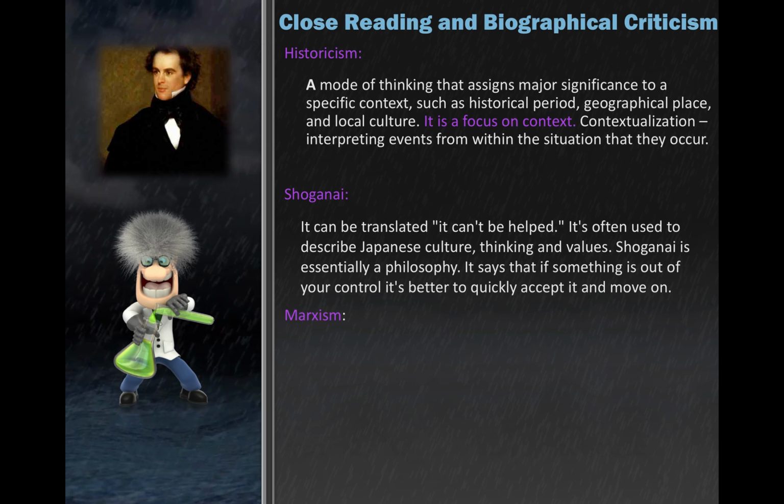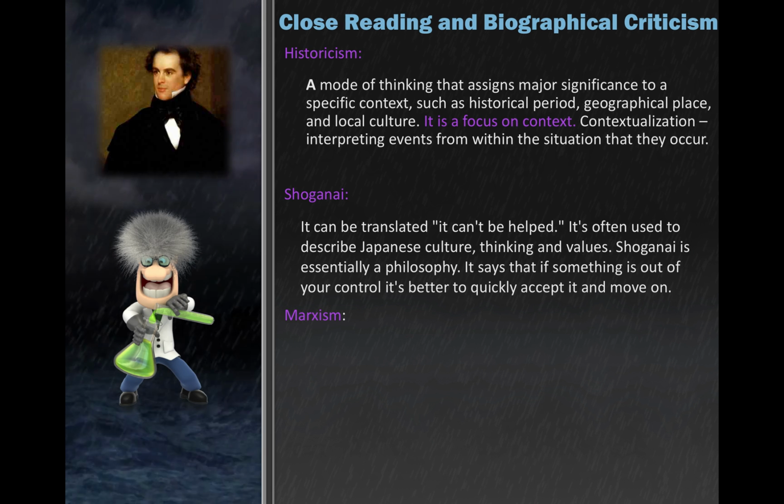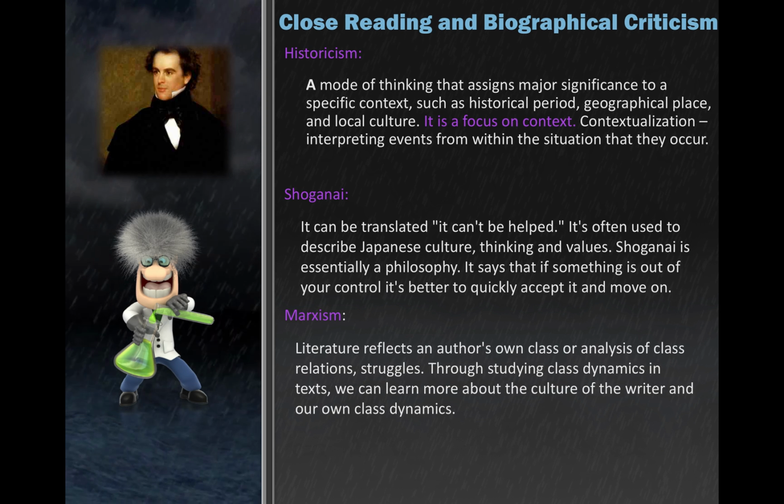Shikata ga nai, it's a Japanese term. It's not normally used with literature, but I think it'll give us a frame of reference this semester. So shikata ga nai can be translated to "can't be helped." And it's basically that if something is out of your control, it's better to quickly accept it and move on, right? And how that contrasts with our reading today.